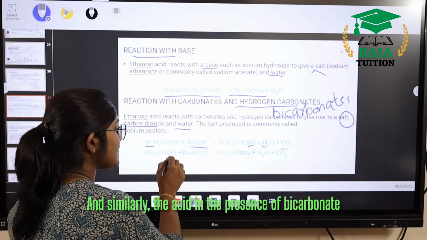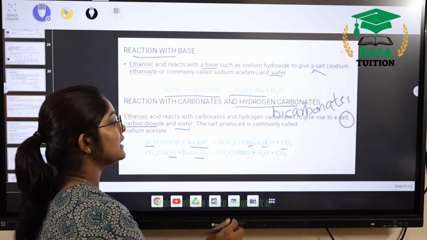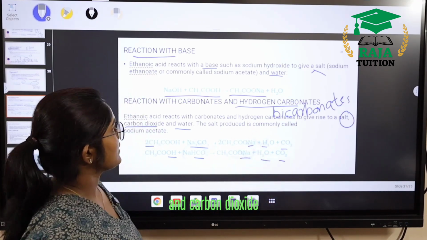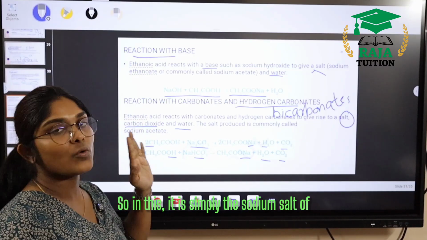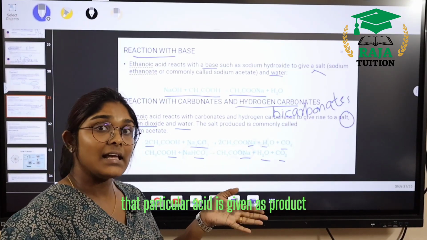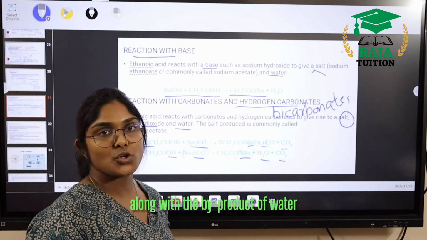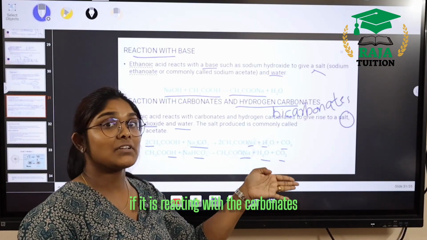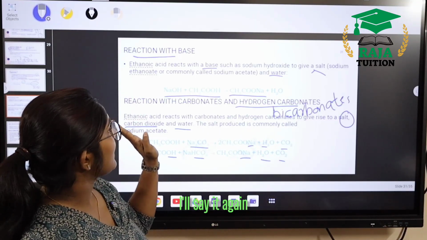And similarly, the acid in the presence of bicarbonate will again give rise to the sodium salt of that acid, water and carbon dioxide. So in this, it is simply the sodium salt of that particular acid that is given as product, along with the byproducts of water and carbon dioxide in case it is reacting with the carbonates. Okay, I'll say it again.